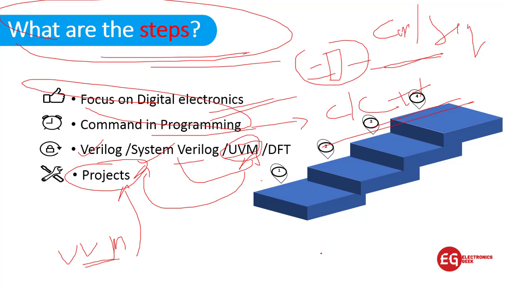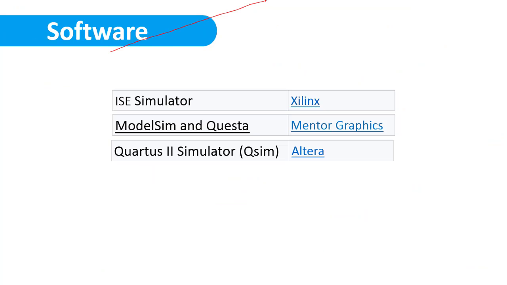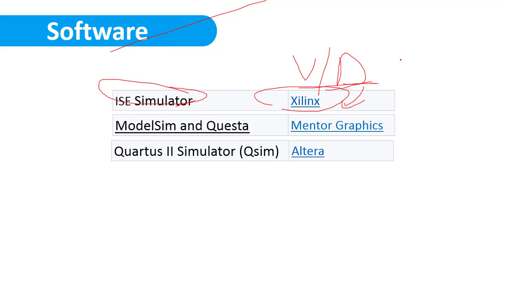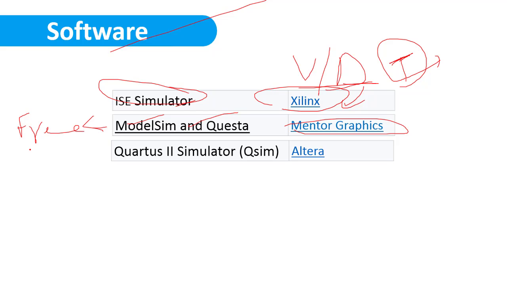Okay, let's talk about the software. Basically, we use the Xilinx ISE simulator. In Xilinx, you can do both verification as well as design. This is not free. If you're an engineer, you know very well where you can download this software. The second one is ModelSim and Questa Sim. Basically, this is free software, but it will be the student version. For verification, ModelSim will be used, and for design, Questa Sim will be used. I will put the link in the description for the Mentor Graphics Questa Sim and ModelSim. This is the free version, you can use it.